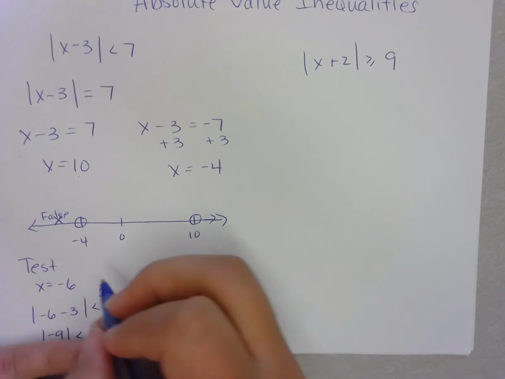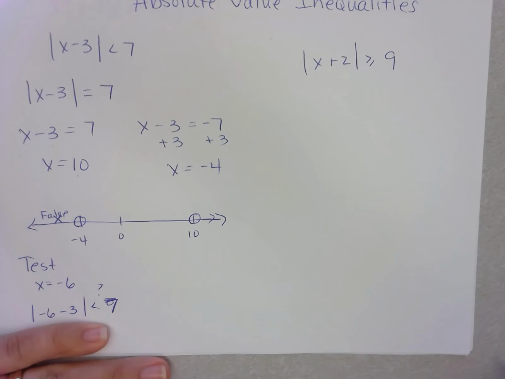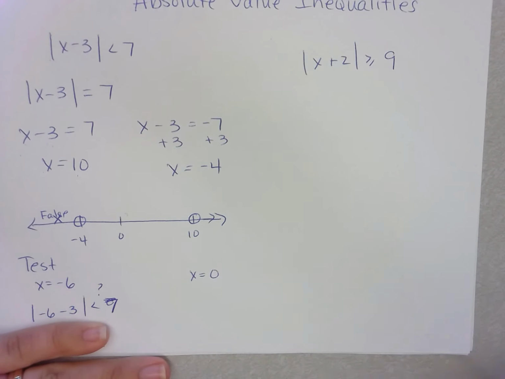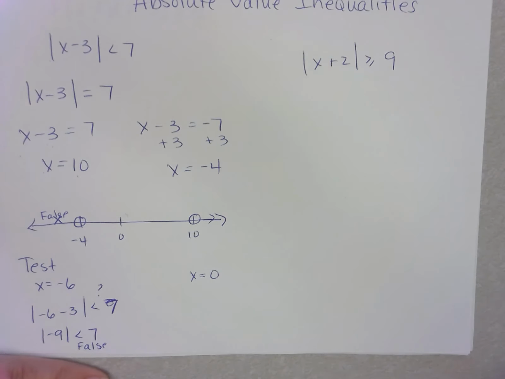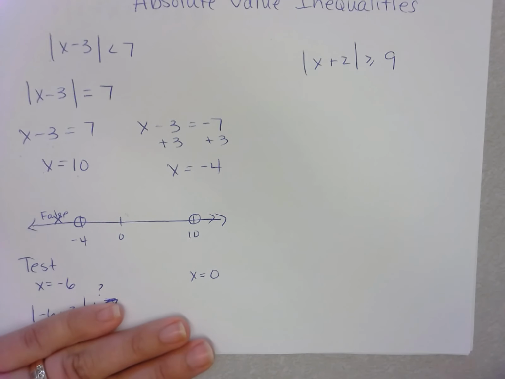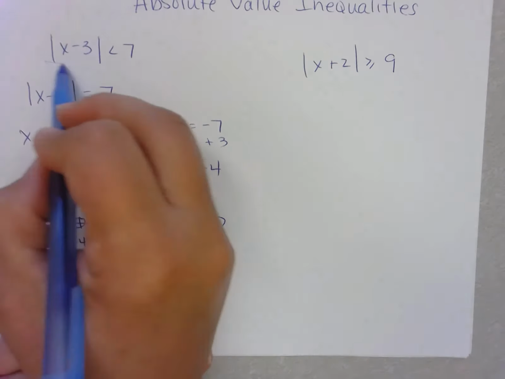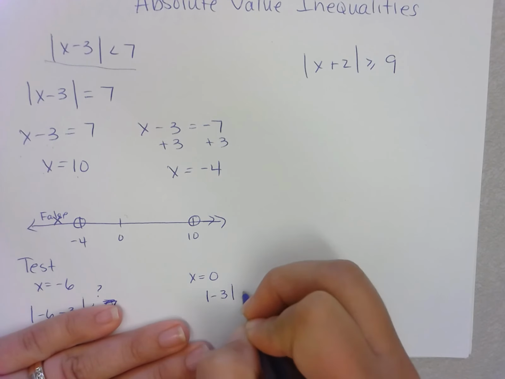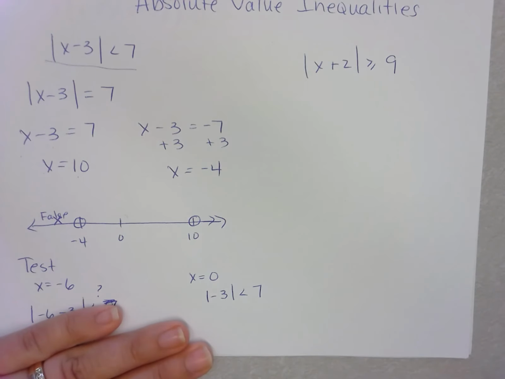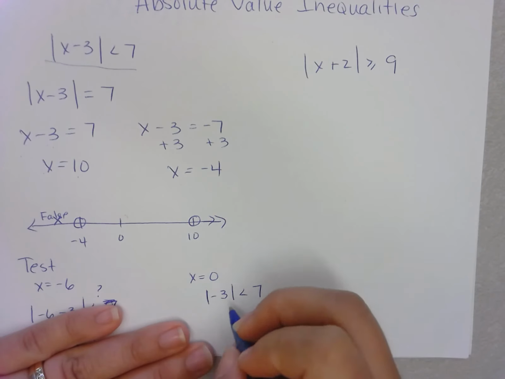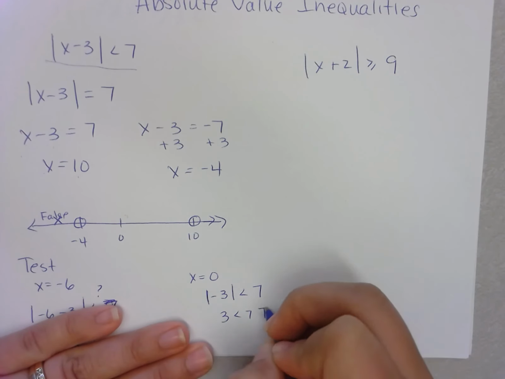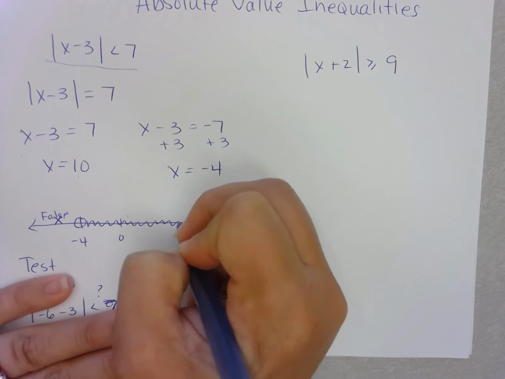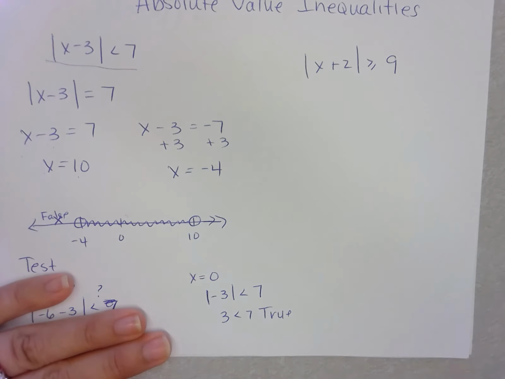All right, so let me test a number in between -4 and 10. So I want to test something in here. Well, whenever I come across x equals 0 in there, I usually try that because that's a nice, simple one to try. So when I plug in 0, I'm plugging it back into here. Then I have the absolute value of -3 is less than 7 because I have 0 minus 3. This ends up simplifying to 3 is less than 7, and this is true. So this piece here is part of my solution.